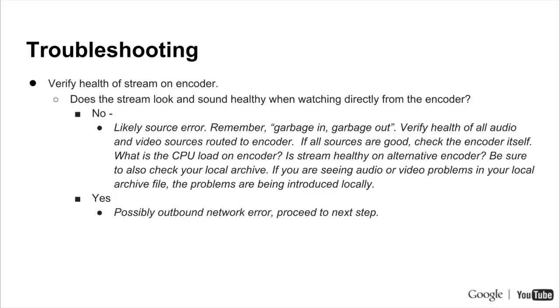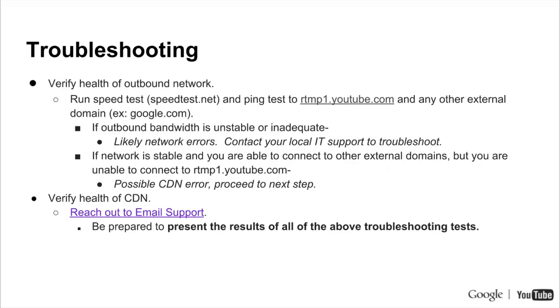Be sure to check your archive too. If you're seeing audio or video problems in your local archive file, the problems are being introduced locally. If everything looks good in the encoder, it might be a network error. Run a speed test and a ping test to YouTube if you're using YouTube. If your outbound bandwidth is unstable or inadequate, then you're having network problems. You should contact your local IT support to troubleshoot.